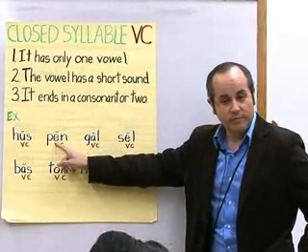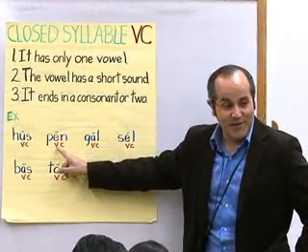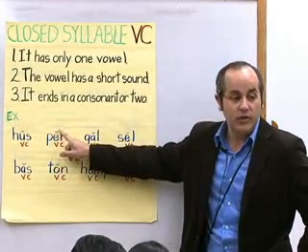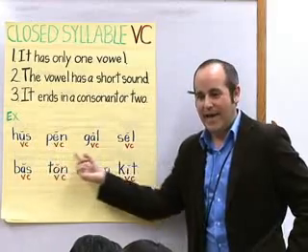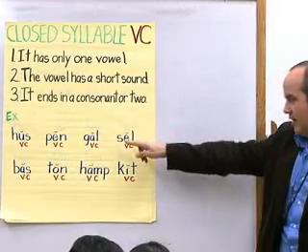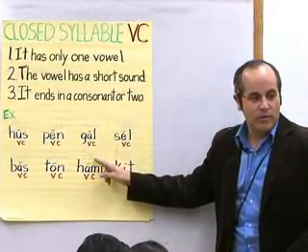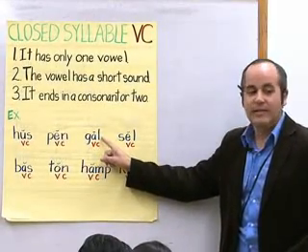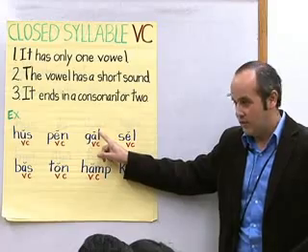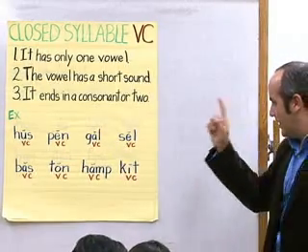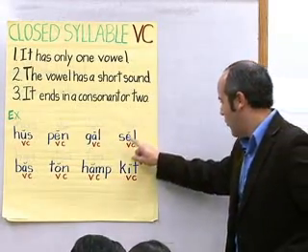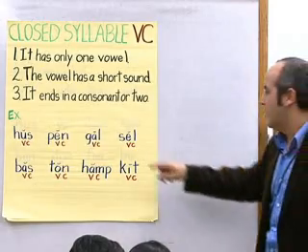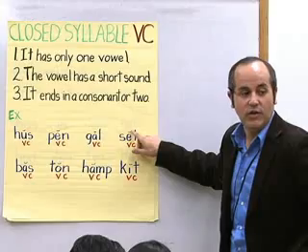One vowel, it ends in a consonant, and the vowel sound is going to be short. Pen. Okay? And as you can see again, another closed syllable. One vowel, ends in a consonant, the vowel sound is short. So whenever you look at a syllable, if it has one vowel, ends in a consonant, then we know that the vowel sound is short.